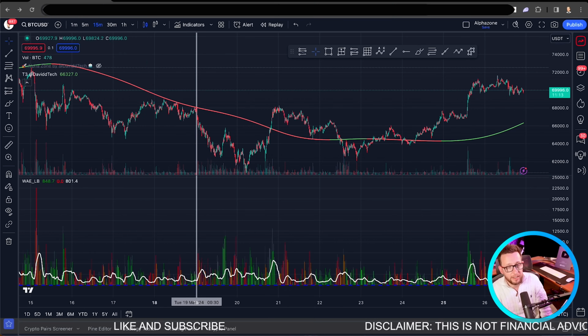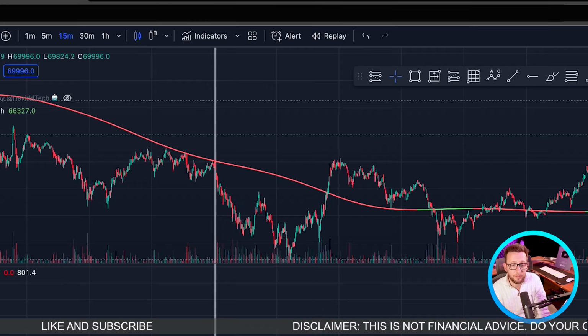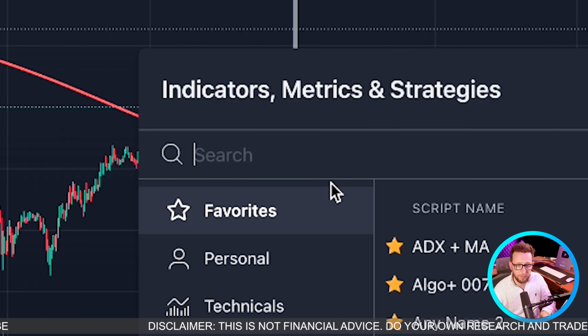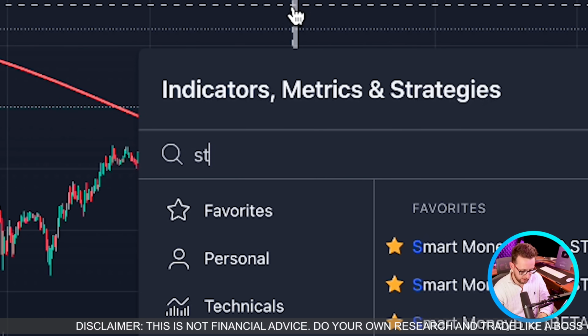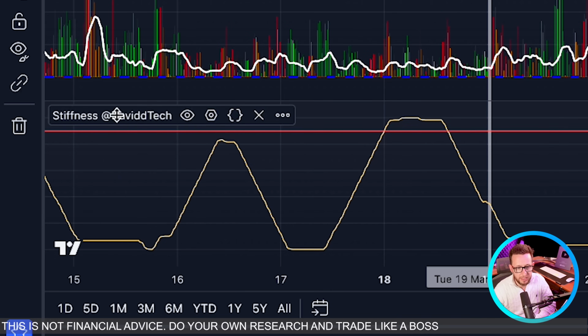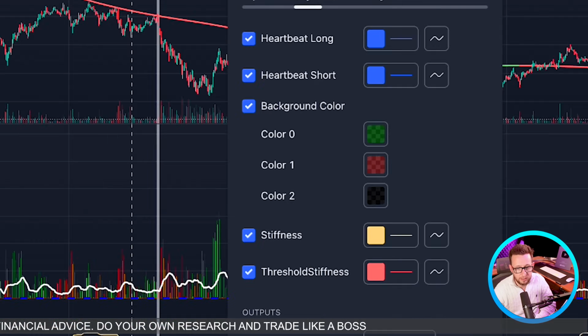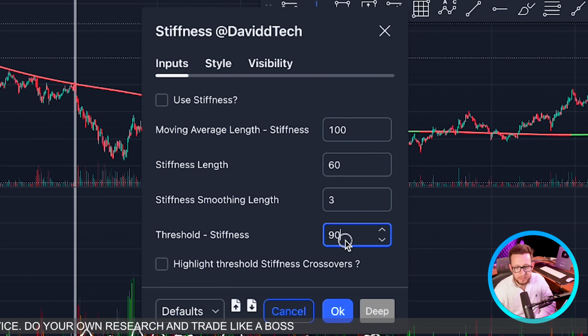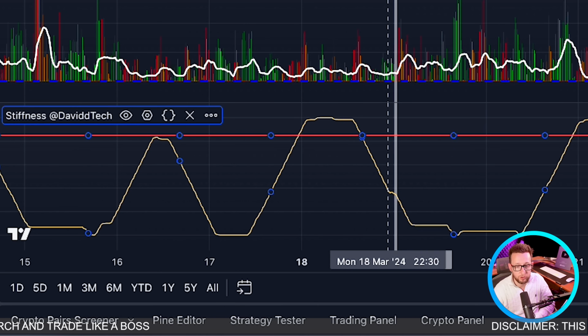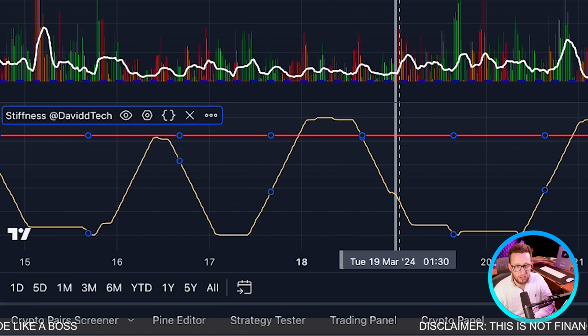Okay, so we're now going to add our final indicator called the stiffness indicator, which is a volatility indicator. We're going to be adding that by clicking indicators up here and typing stiffness, and the stiffness indicator by David Tech just here. We're actually going to make this a little less strict than normal. The threshold we're going to be setting to 85, which allows us a couple more trades than normal. Now, we wouldn't have got this trade here.